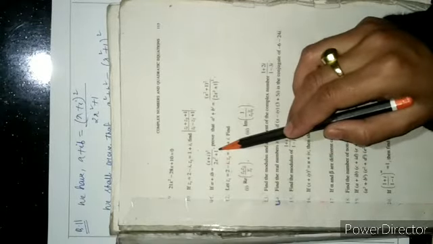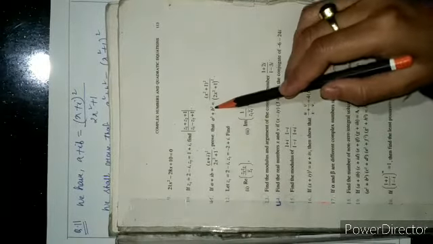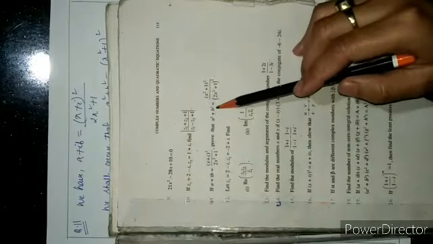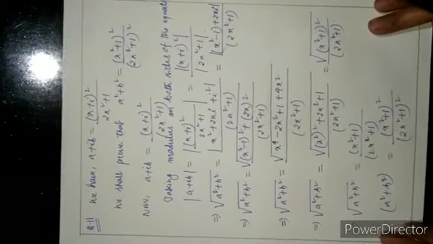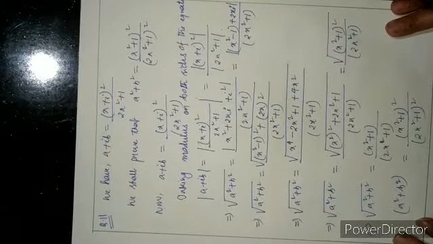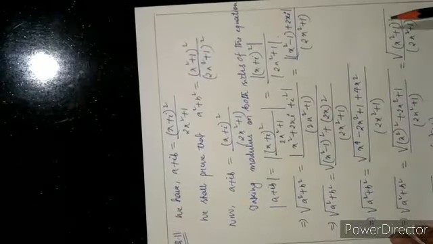Next question is question number 11. If a plus ib is equal to (x plus i) whole square divided by 2 times (x square plus 1), then prove that a square plus b square is equal to (x square plus 1) whole square divided by 2 times (x square plus 1) whole square. Question number 11: we have a plus ib equal to (x plus i) whole square divided by 2 times (x square plus 1).